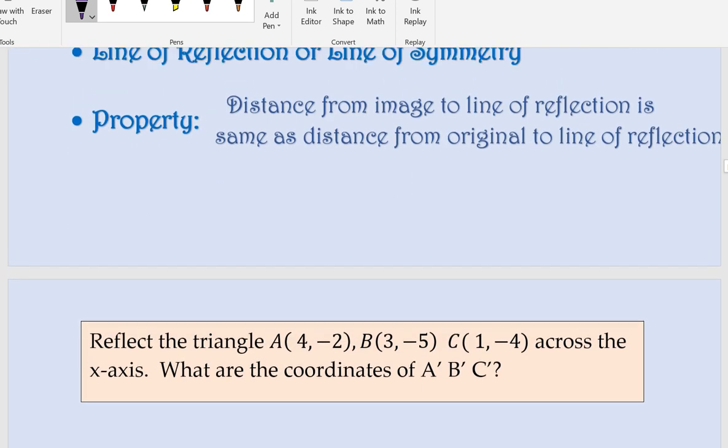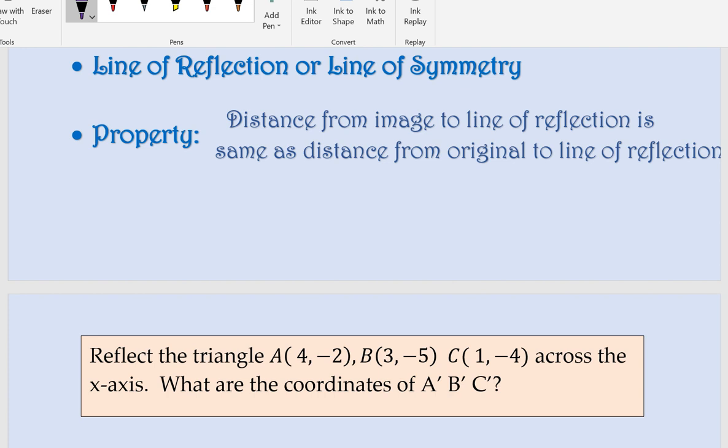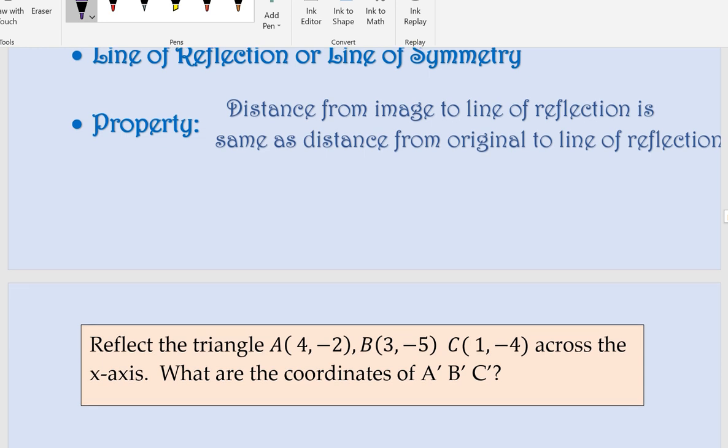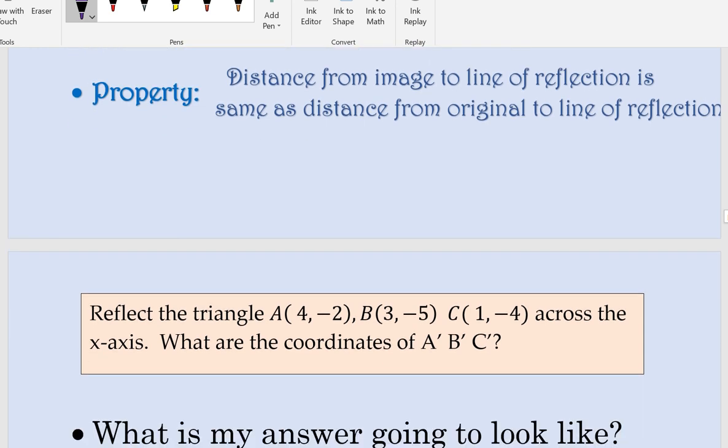Here is our first question. It says reflect the triangle, and we have the points ABC, so it's triangle ABC, and it has points at (4, -2), (3, -5), and (1, -4). And we're going to reflect this across the x-axis. Again, what is your answer going to look like? The question is, what are the coordinates of A prime, B prime, C prime? Your answer is going to be ordered pairs, okay? You're going to have 3 ordered pairs. You're going to title them A prime, B prime, and C prime.